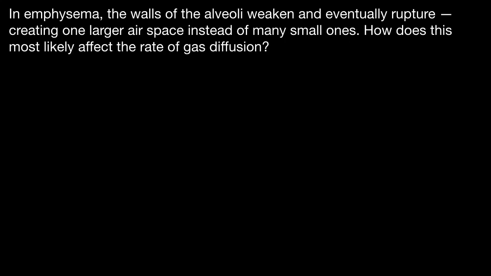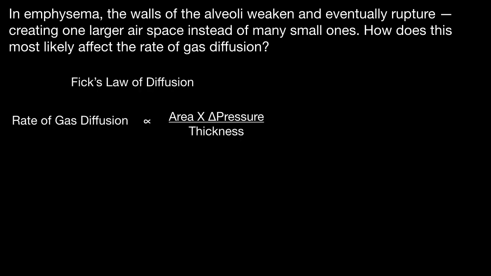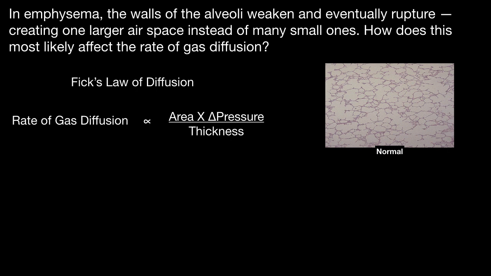In emphysema, the walls of the alveoli weaken and eventually rupture, creating one larger airspace instead of many small ones. How does this most likely affect the rate of gas diffusion? Pause, think about it, and we'll get back. Again, we'll go to Fick's law of diffusion. The rate of gas diffusion is proportional to the area times the change in pressure over thickness. Now let's look at a histological view of a normal set of alveoli. You can see there are tons of small alveoli, and the more alveoli you have, the more area you have. Therefore, the more gas diffusion.